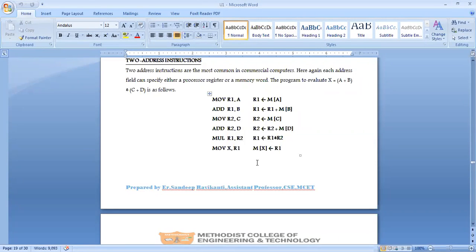So we need to first identify the question, whether he is straight away asking for instruction formats, or asking us to explain the internal organization instruction formats. You need to understand what is being asked and write that. Am I clear?